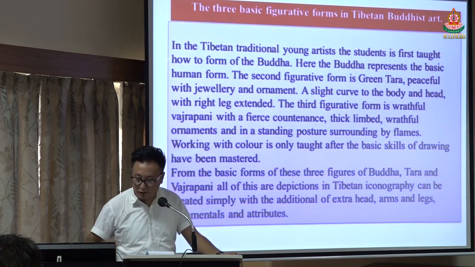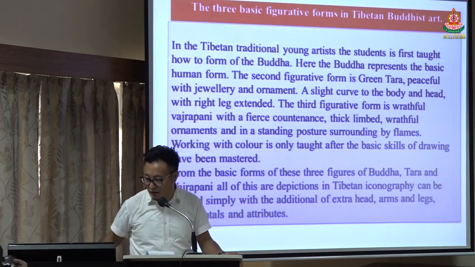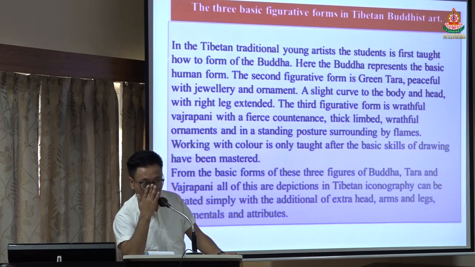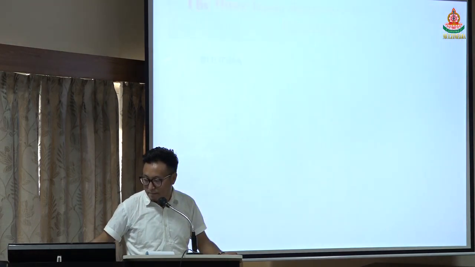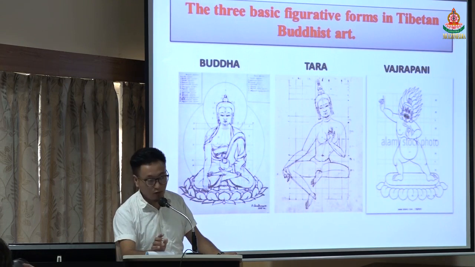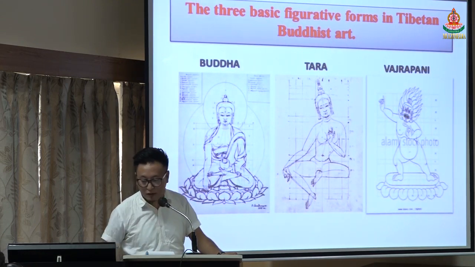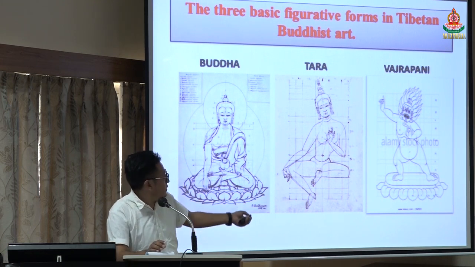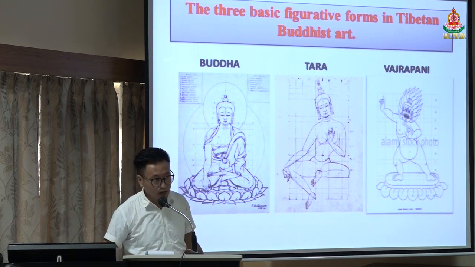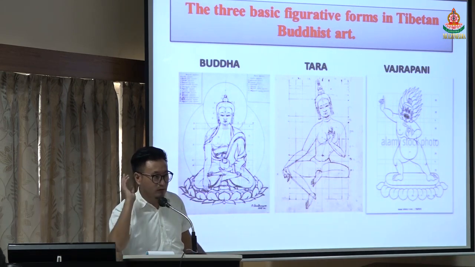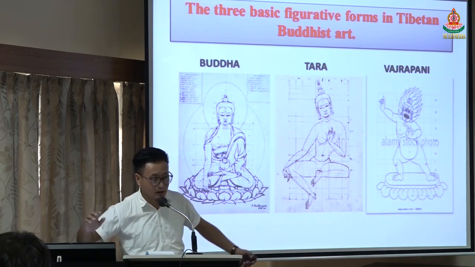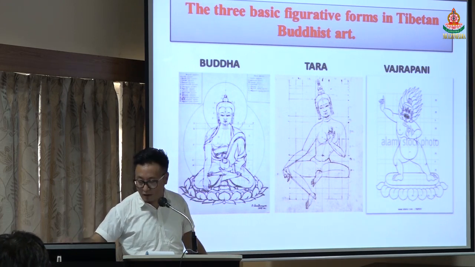Okay, now these are the figurative forms in Tibetan. As a young artist, we started from the art in these three ways: the Buddha, Tara, and Vajrayana. Most of the male deities come under the Buddha, and the female ones mostly come under the Tara. But some female deities have a number of heads and hands.